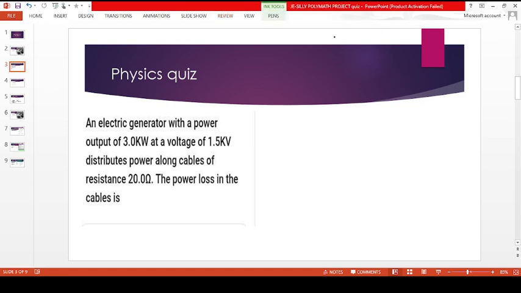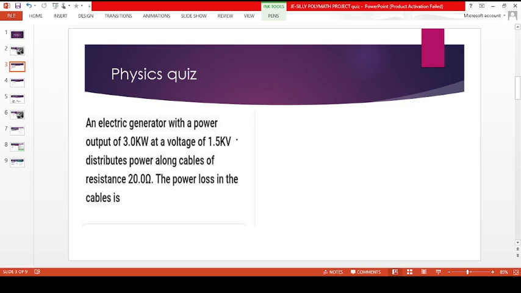So, they said, this is a physics quiz. An electric generator with a power output of 3 kilowatts at a voltage of 1.5 kilovolts distributes power along cables of resistance 20 ohms. The power loss in the cable is? We are looking for the power loss in the cable, and how do we go about this?